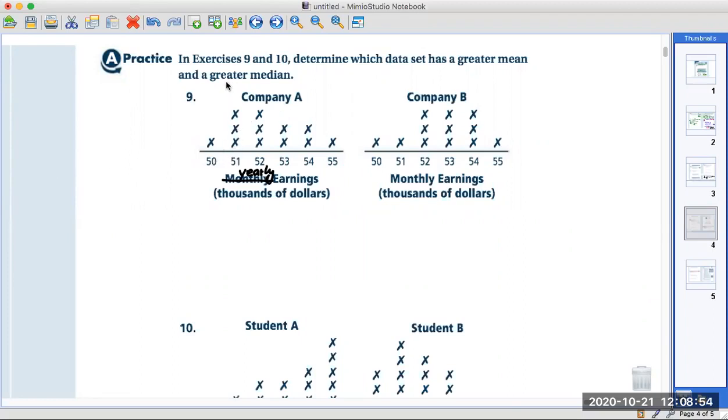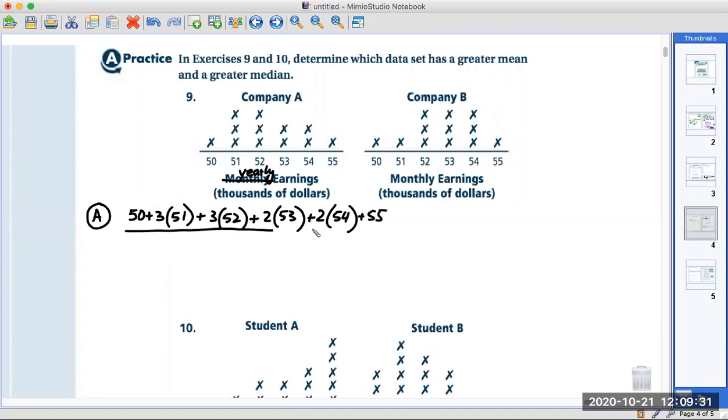And so to find the average, let's call it Company A. This one, you have to add them all up, right? And divide by how many there are. So to add them, I will just go 50 plus 3 times 51 instead of putting so many numbers in the calculator, plus 3 times 52 plus 2 times 53 plus 2 times 54 plus 55, divided by how many there are. And there are 12.